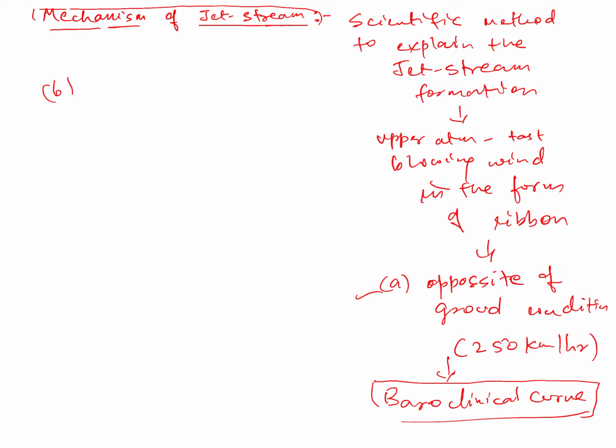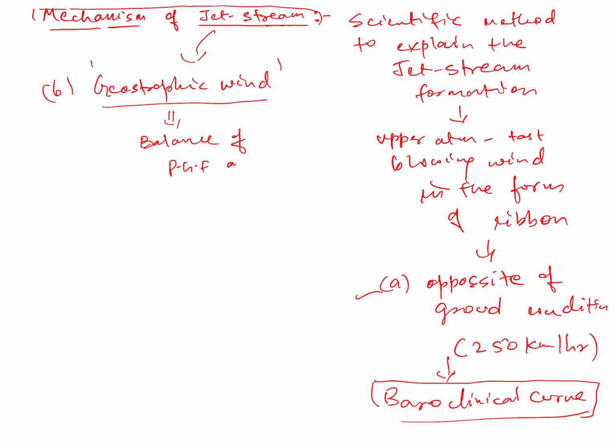Number two, the jet stream has one characteristic: it flows parallel to the isobars, and such a balance is called geostrophic balance, and such winds are called geostrophic winds. So we have to explain the geostrophic wind formation. That means all jet streams are technically geostrophic winds. It is nothing but the balance of two forces, the pressure gradient force and the Coriolis force.